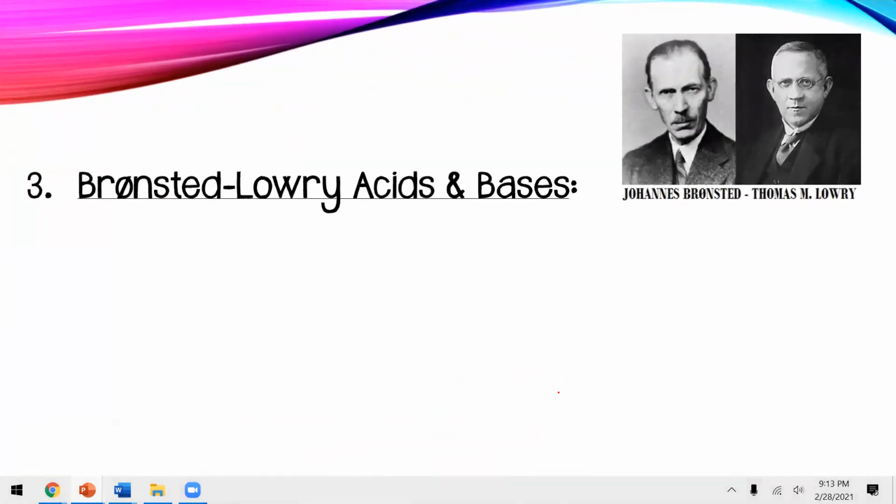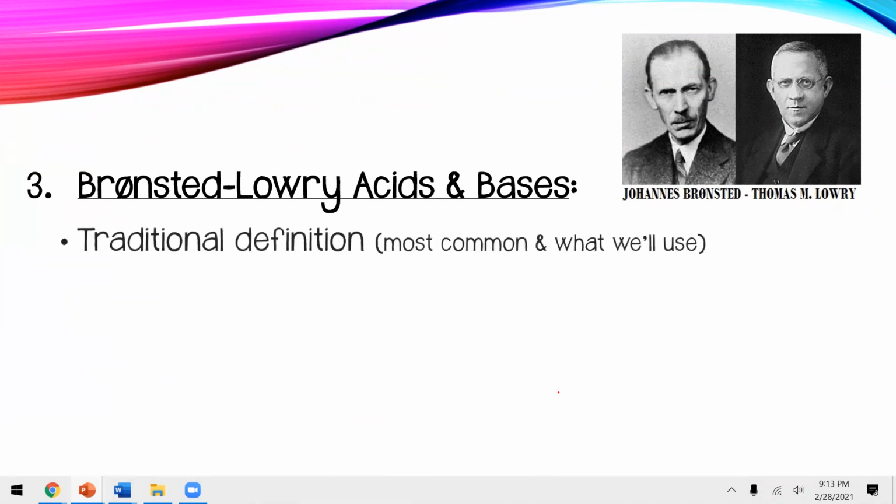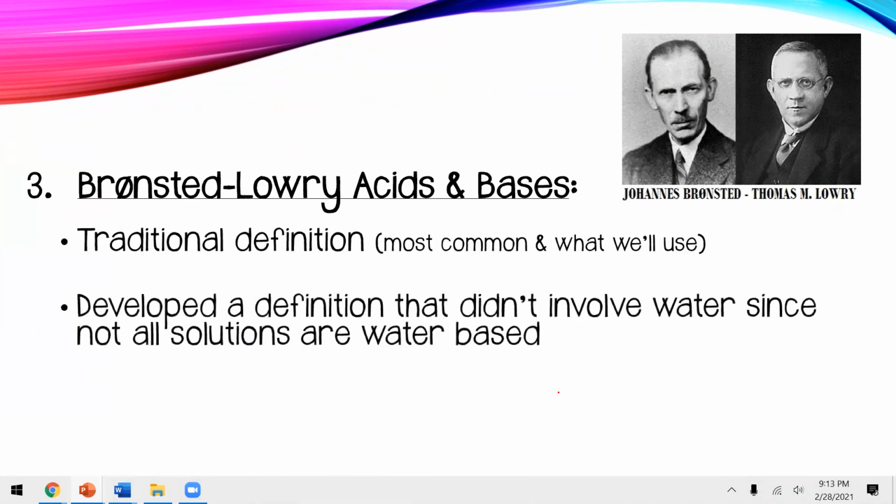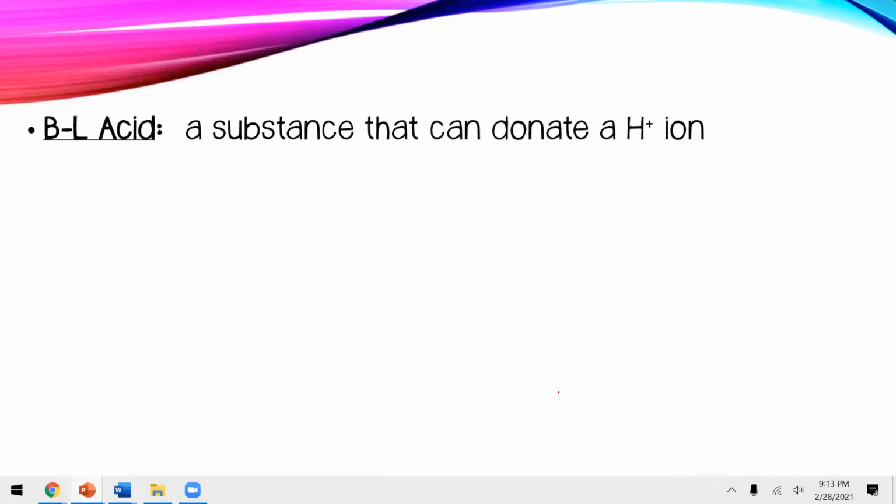And lastly, we have our most traditional and widely talked about definition of acid and base. This is the Bronsted-Lowry definition, named after two gentlemen. They also wanted to develop a definition that didn't involve water, because once again, not all solutions are water-based. It can be any type of solution. However, they wanted something that was actually usable in other types of chemistry, whereas the Lewis acid-base was only good for organic.